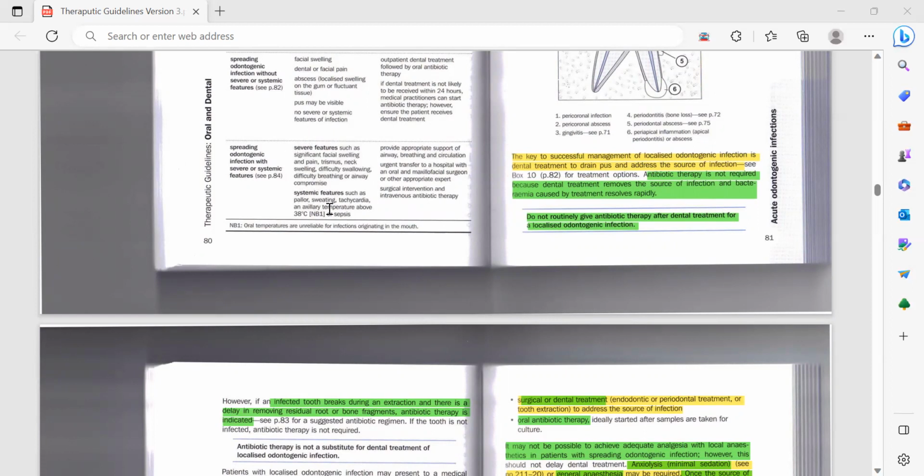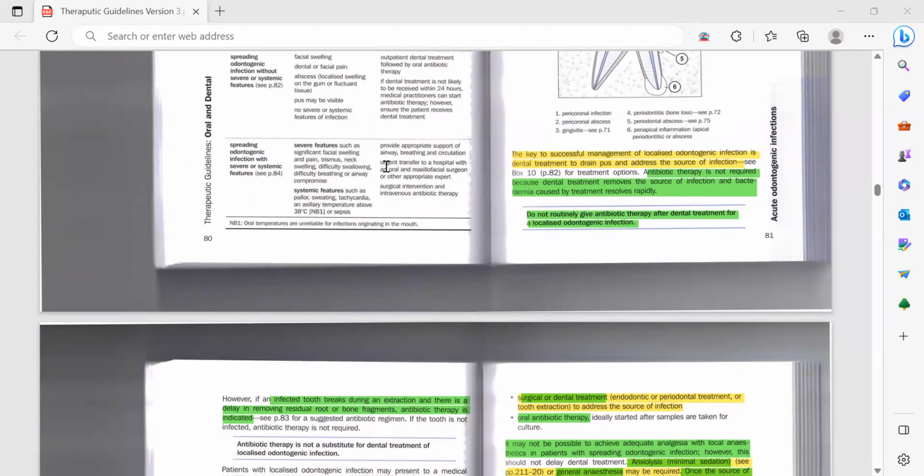And what are the systemic features? Systemic means there is pallor in the body, sweating, tachycardia, and axillary temperature above 38 degrees Celsius, or there is sepsis. Okay, so if these features are present in your patient, then you need to provide appropriate support if there is difficulty in airway, breathing or circulation, and you need to transfer him urgently to the hospital with an oral and maxillofacial surgeon or another appropriate expert.